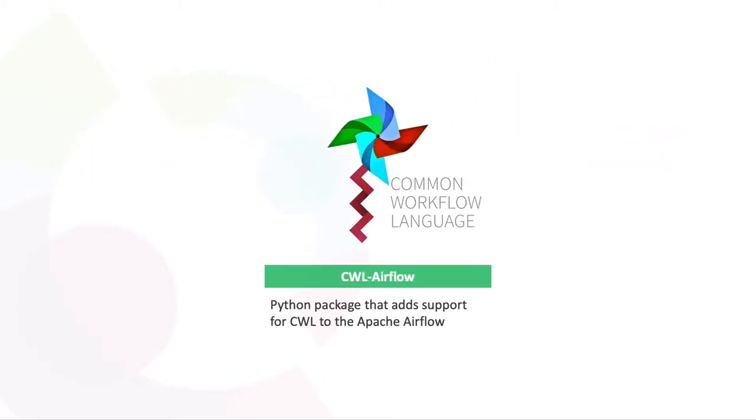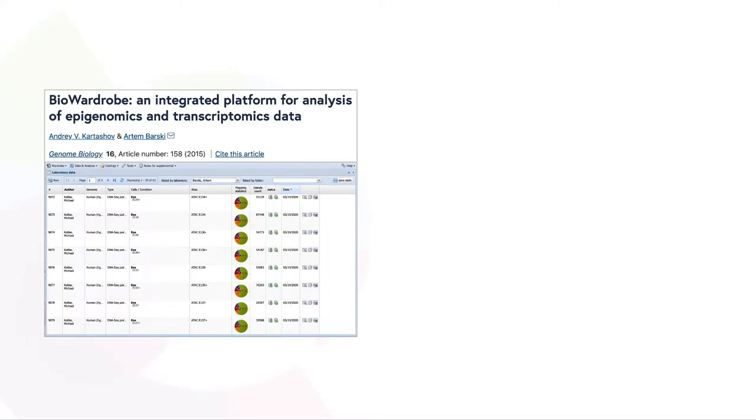CWL-Airflow is a Python package to extend Airflow functionality with the ability to parse and execute workflows written in CWL. So what we really wanted to do was to make these two pieces work together. Our main motivation was to upgrade our data analysis platform BioWardrobe with the new scalable and reproducible workflows. Searching for the best way to describe computational pipelines, we paid our attention to Common Workflow Language as the most prospective standard at that time.